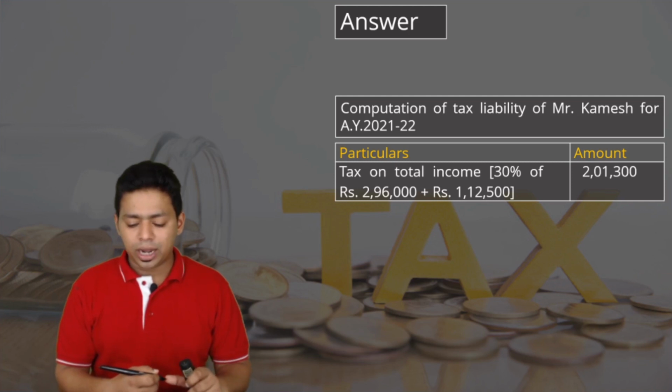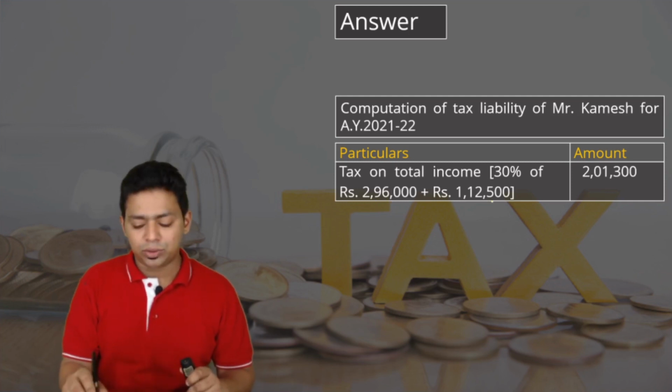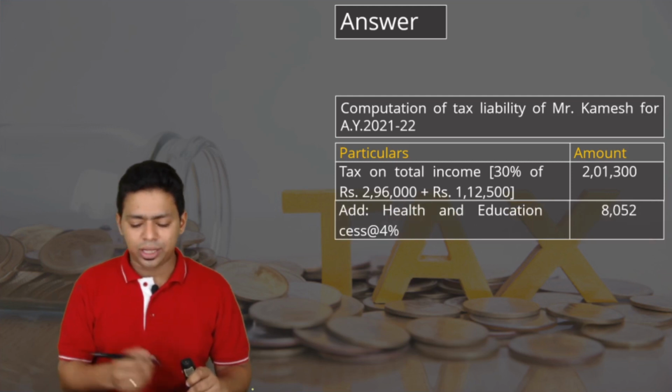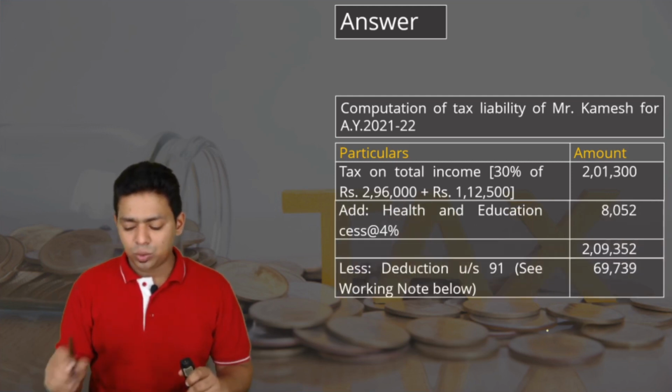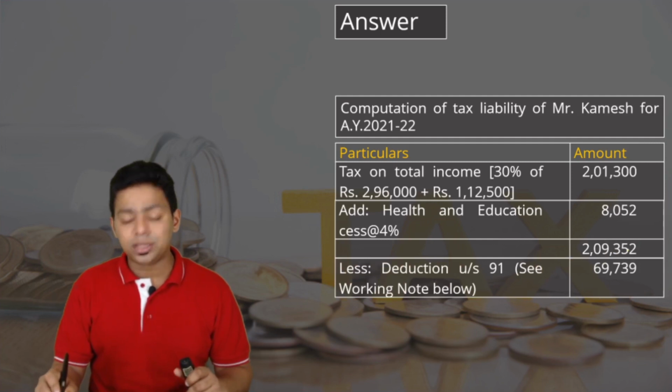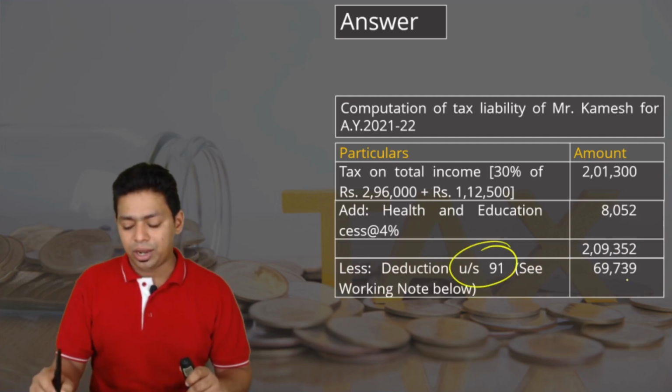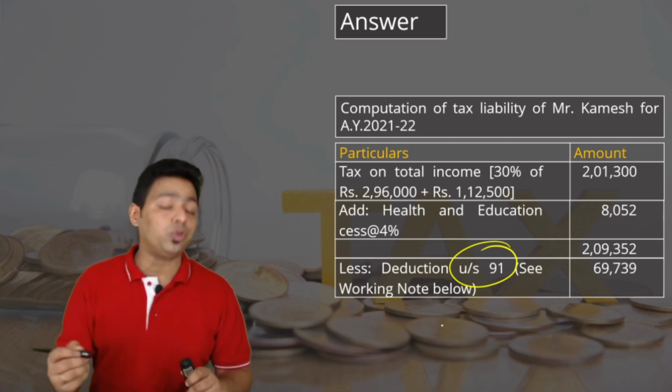Compute the tax on 12,96,000 at the rate of 30% on 2,96,000 and then 1,12,500. That is 2,01,300. Then with health and education cess, the total income tax will be 2,09,352. But now we have to provide relief under section 91, and relief is computed in a working note.